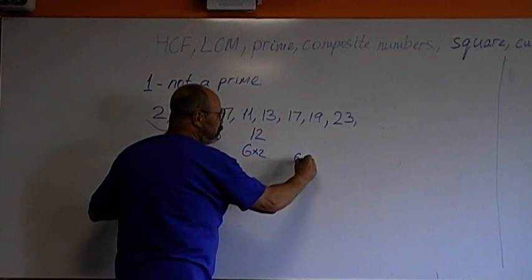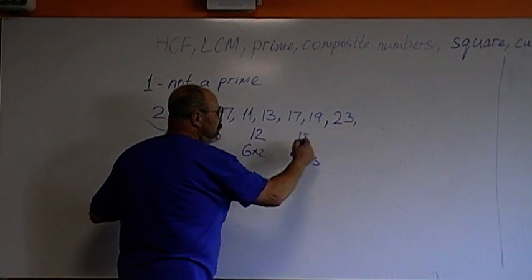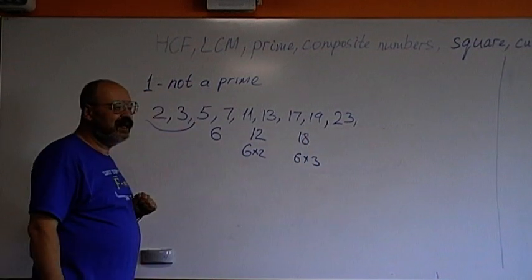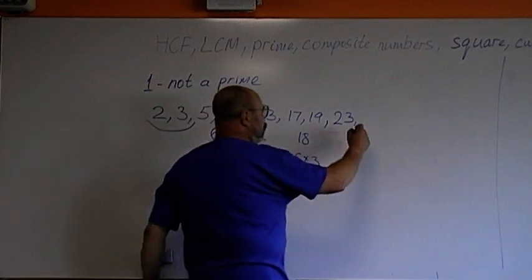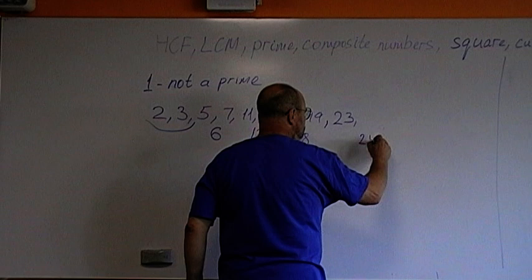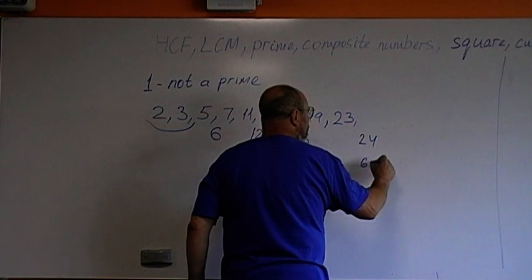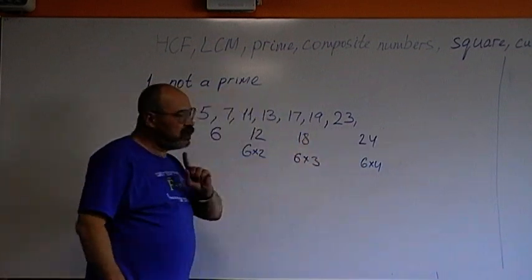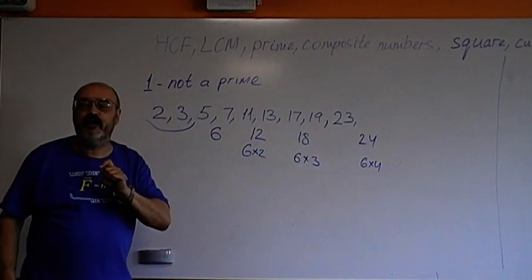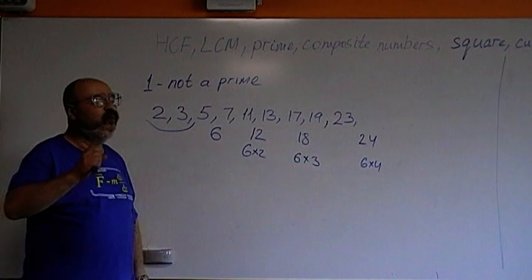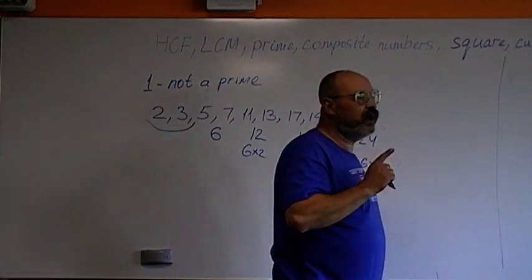6 times 3 is 18. 17, 1 less, and 19, 1 more. Then we have 24, 6 times 4. 23 is 1 less. But 25 is not a prime number. But 29 is. All prime numbers are 1 away from a multiple of 6.